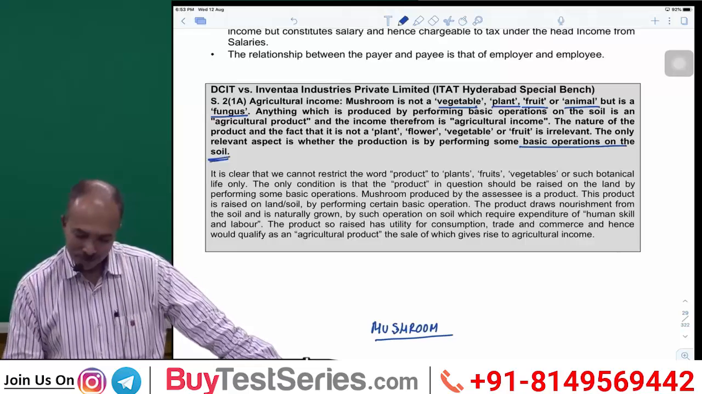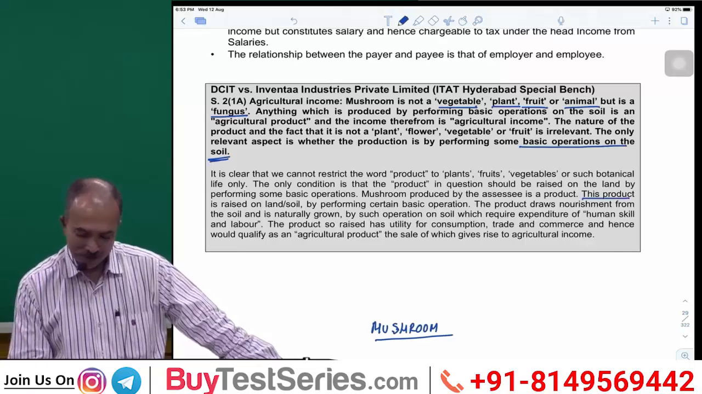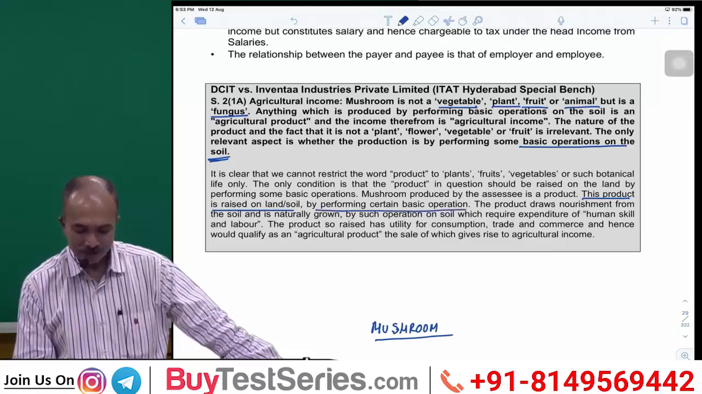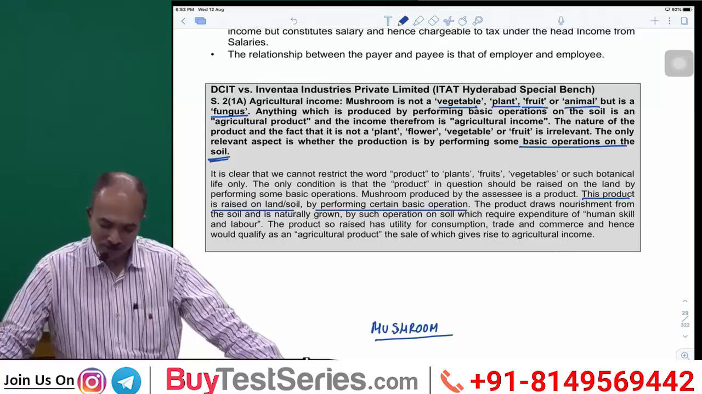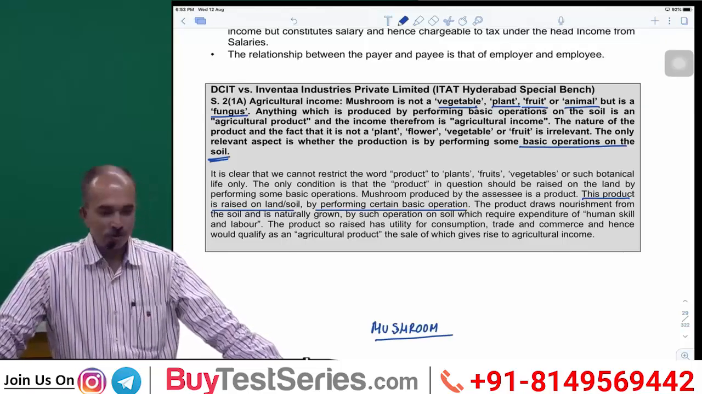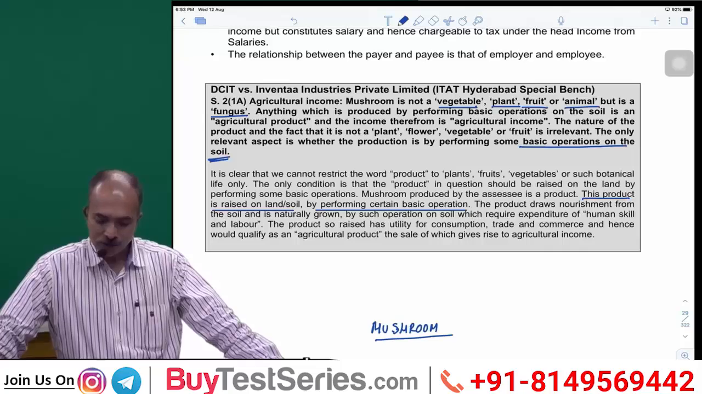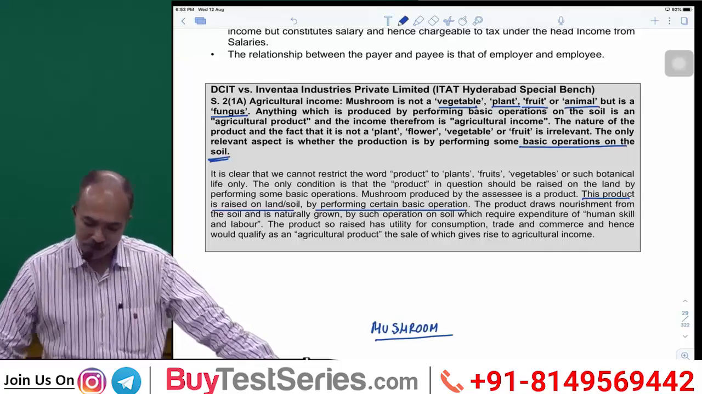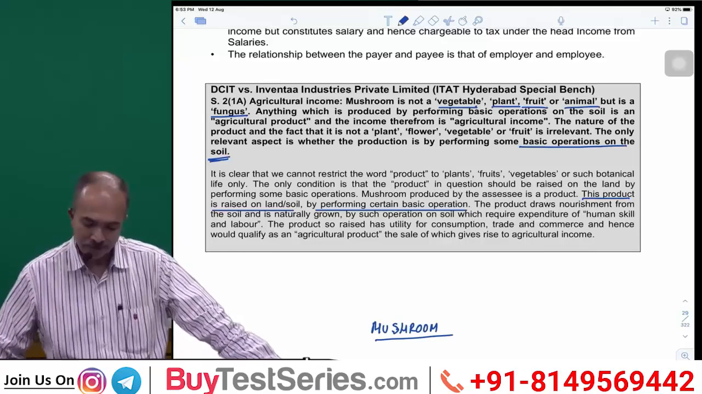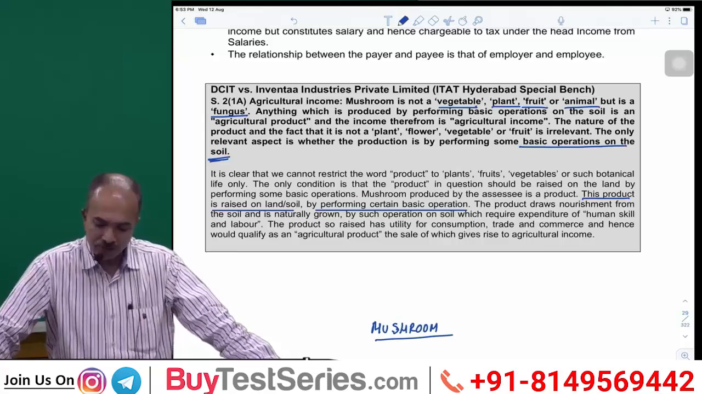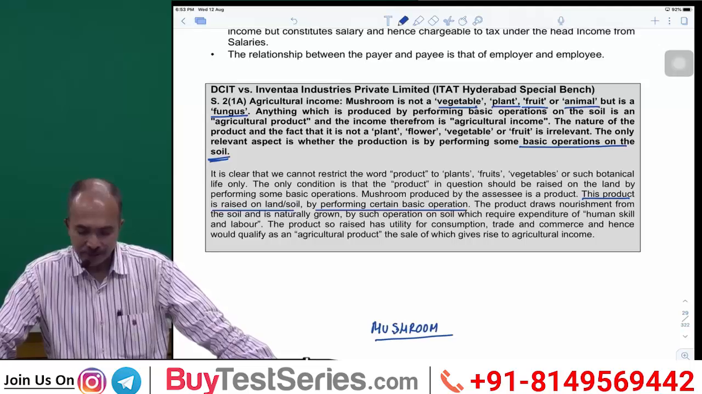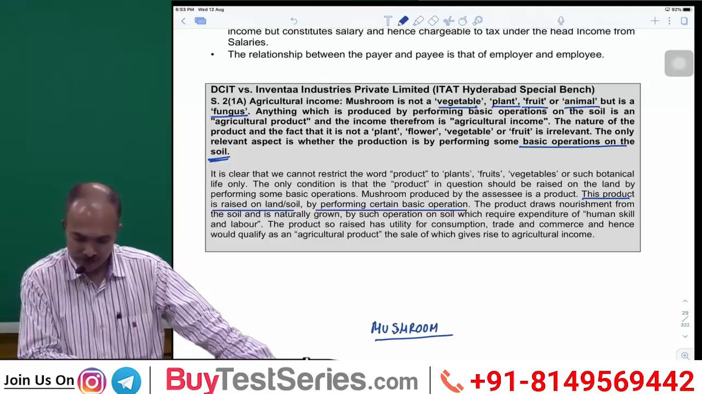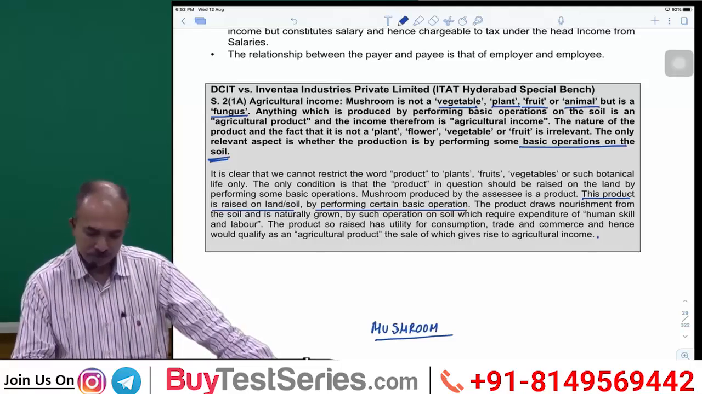Then, this product is raised on land, soil by performing certain basic operations. The product draws nourishment from the soil. It is naturally grown by such operation on soil which requires expenditure of human skill and labor. Products so raised have the utility for consumption, trade and commerce, and hence would qualify as an agricultural product, sale of which gives rise to agricultural income.